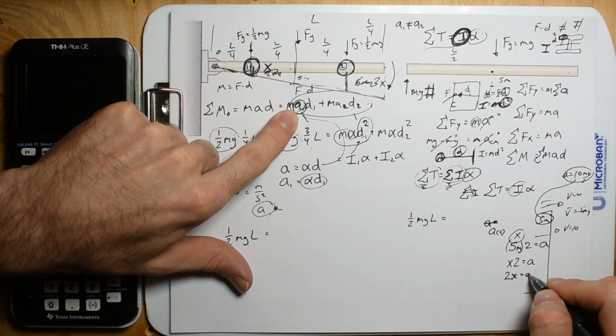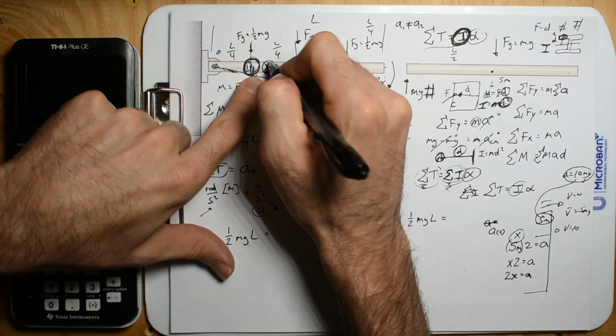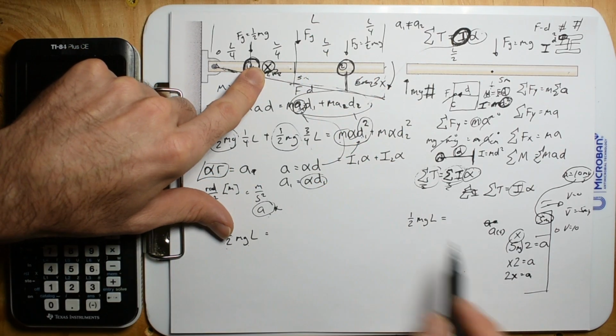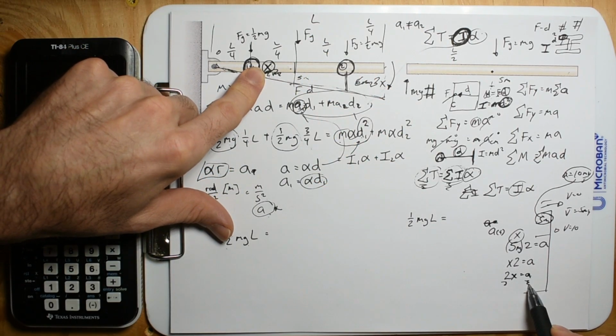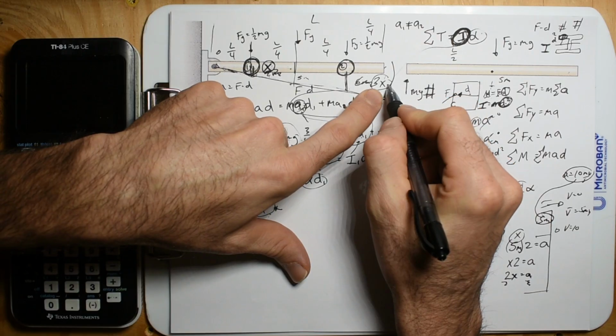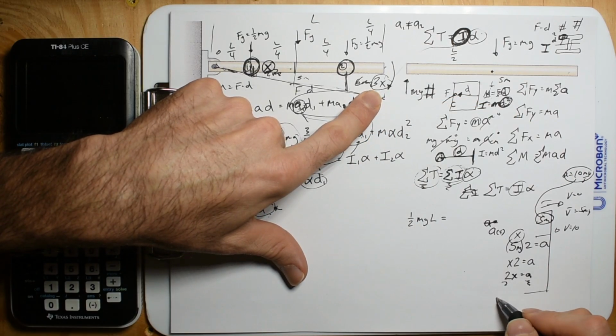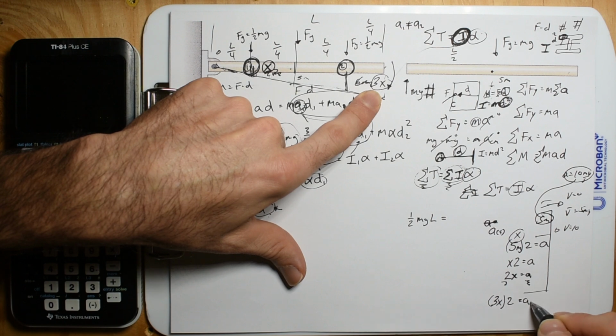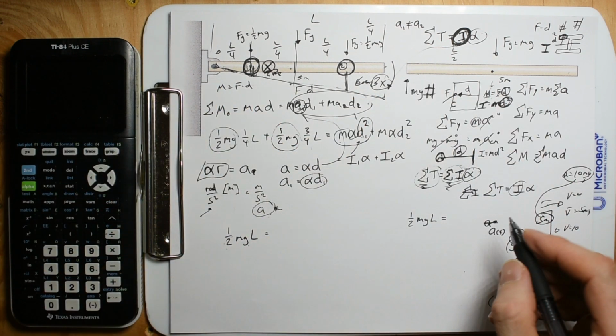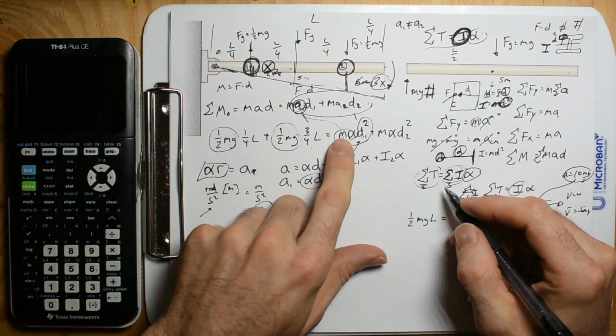So we knew that this distance was x, and then we had to multiply by 2 to get the acceleration. This distance is 3x. We still have to multiply by 2, so we're going to have 3x times 2 to get that acceleration of this term. Alright, so let's do it.